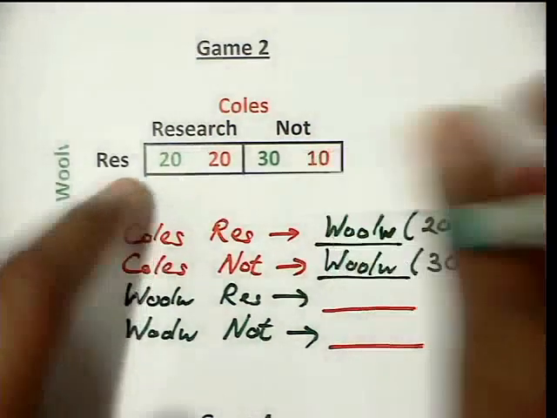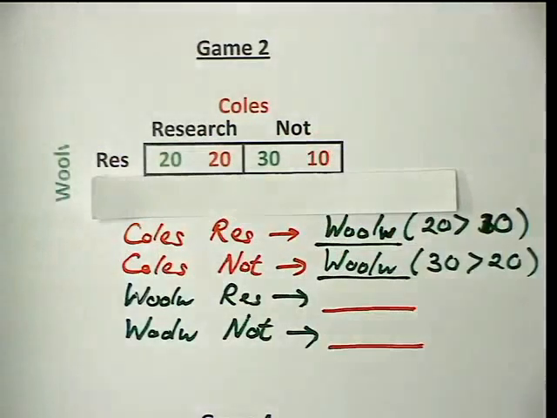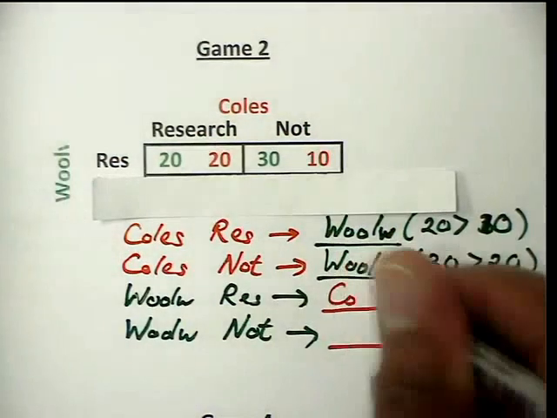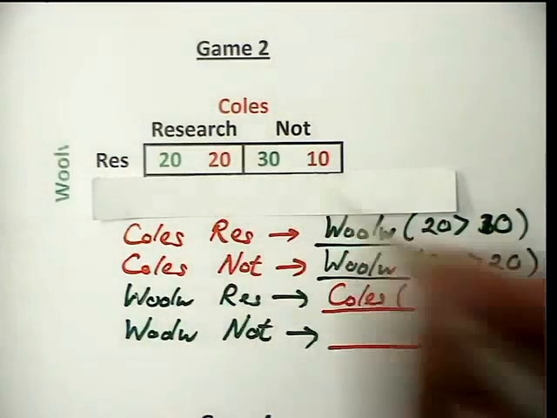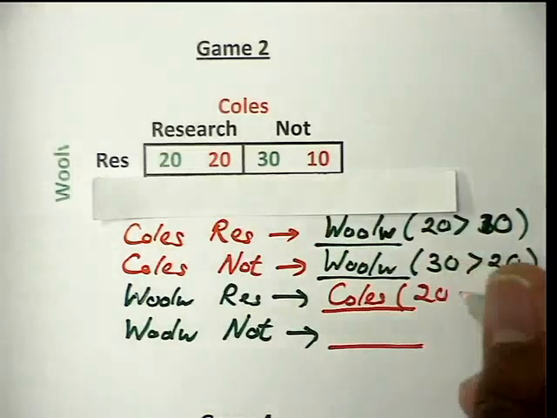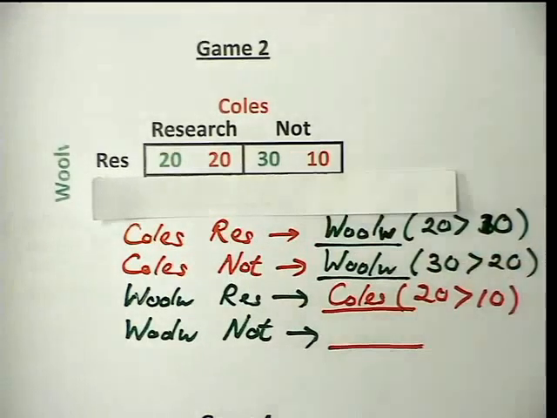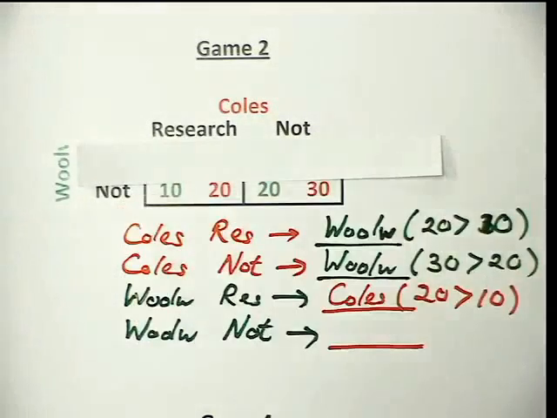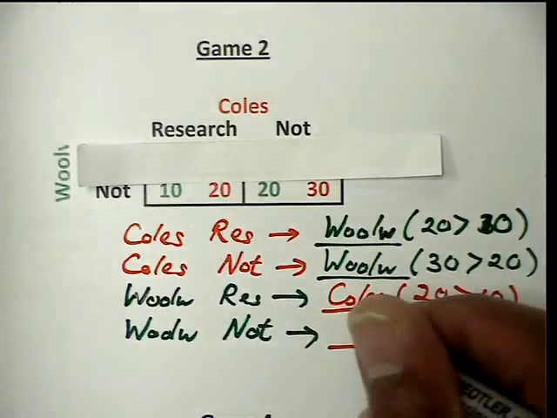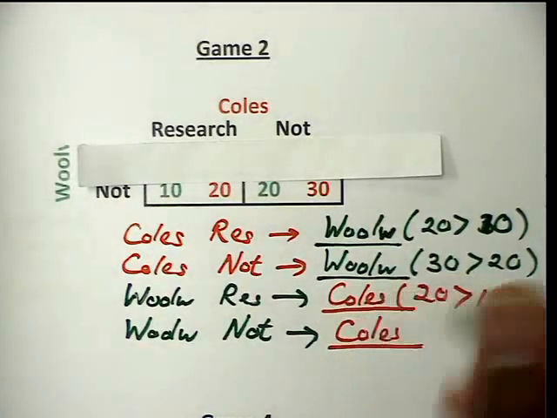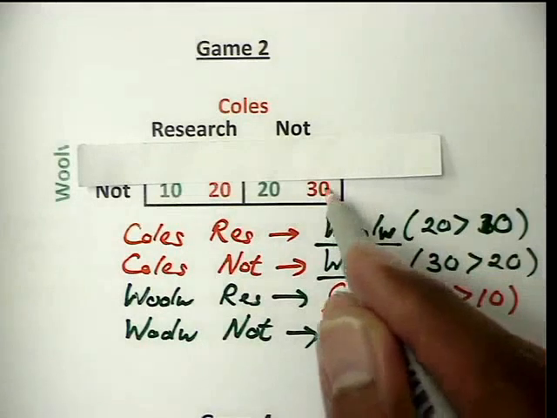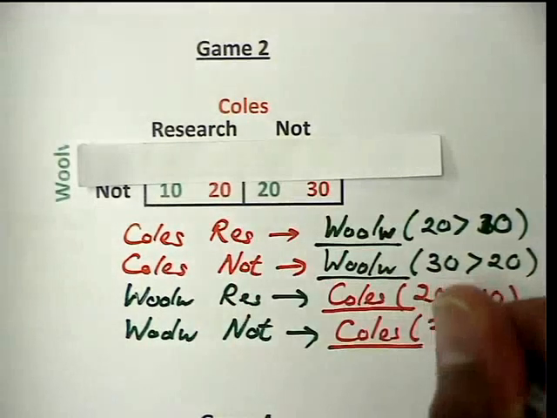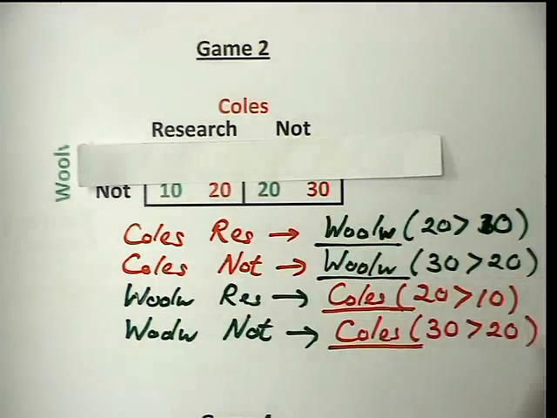What if Woolworths does research? What will Coles do? Coles will choose research because 20 is more than 10. What if Woolworths chooses not to research? Coles will choose not to because 30 is more than 20. Does Coles have a dominant... What am I writing?